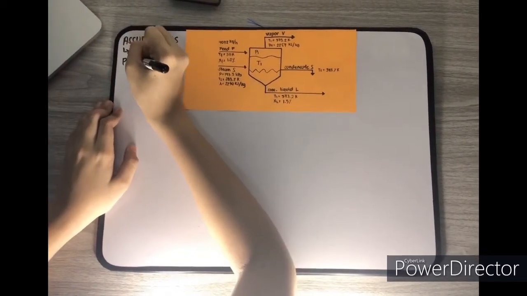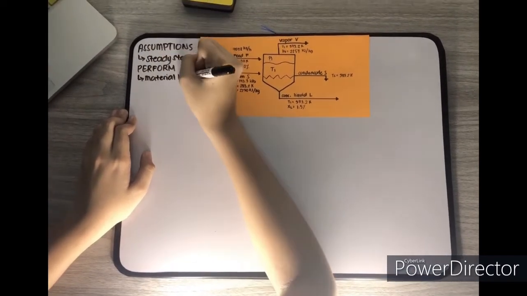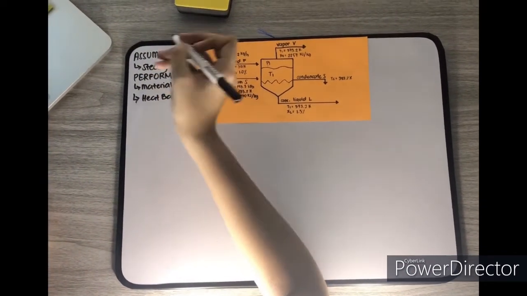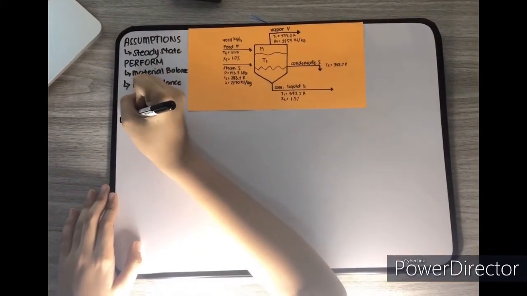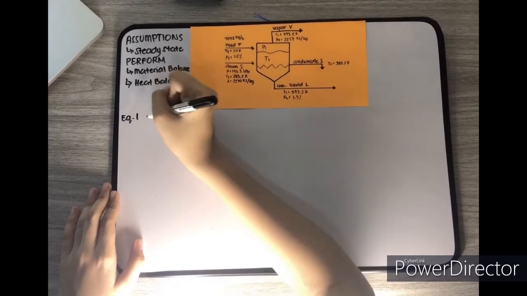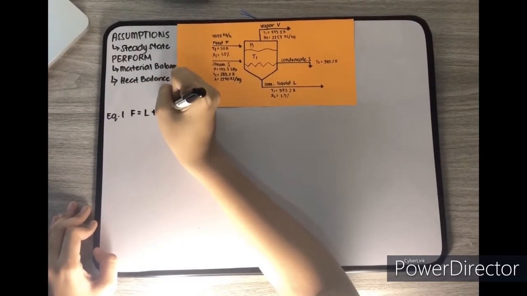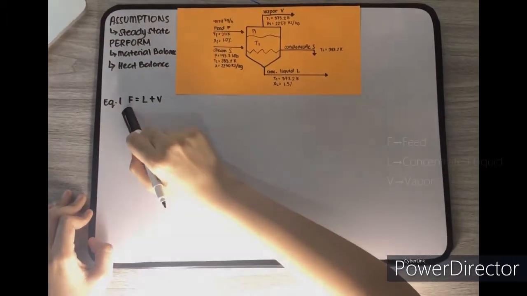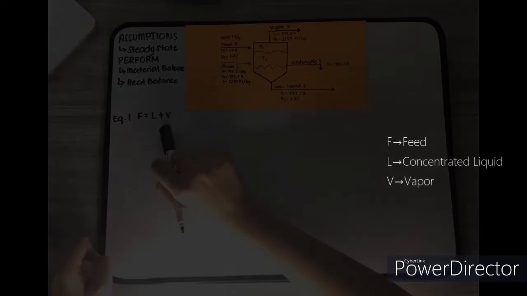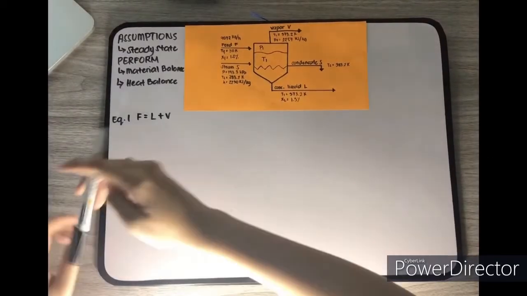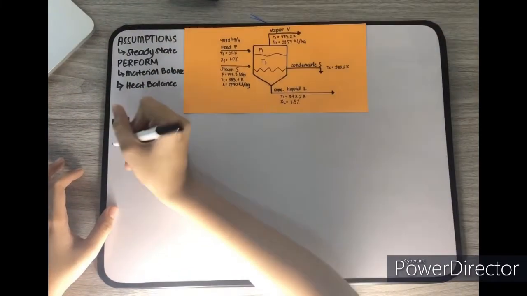For us to be able to solve the required quantities, we are going to perform material balance and heat balance calculations. You should always remember that for a steady-state operation, the rate of mass in is equal to the rate of mass out. Thus, the overall material balance for this problem is expressed in the equation F is equal to L plus V, in which F stands for feed, L stands for concentrated liquid, and V stands for vapor. Given the amount of feed, the equation becomes 9,072 is equal to L plus V.